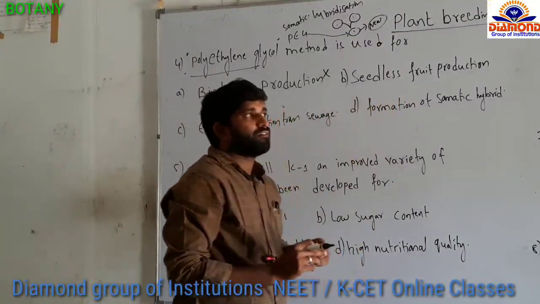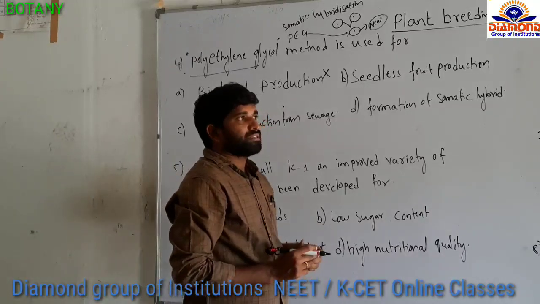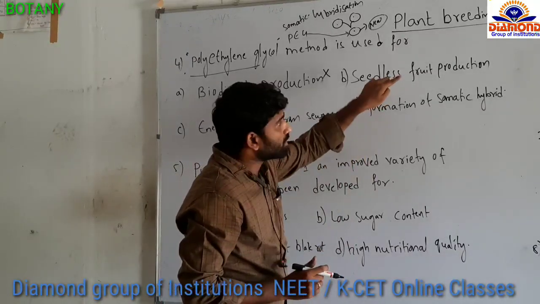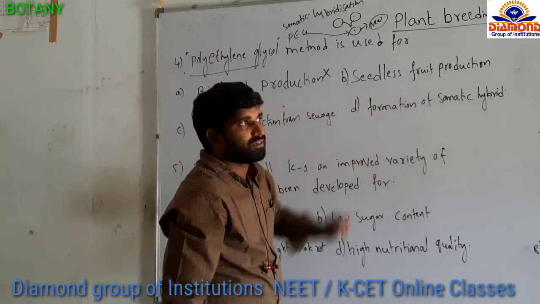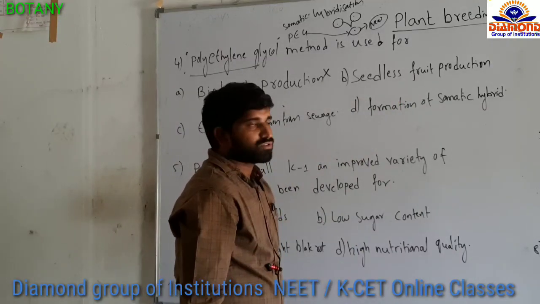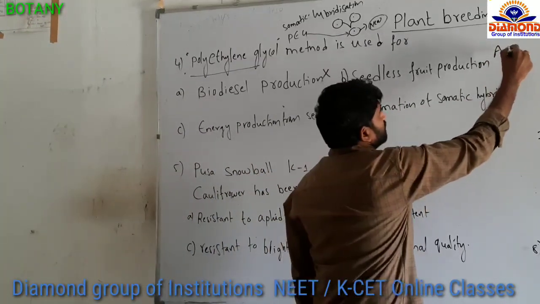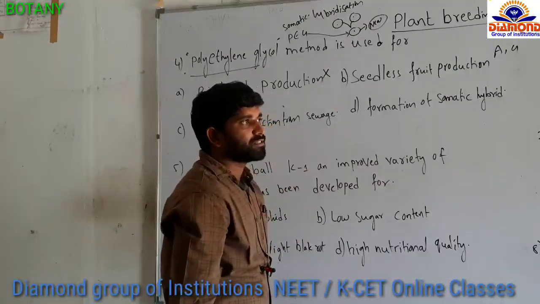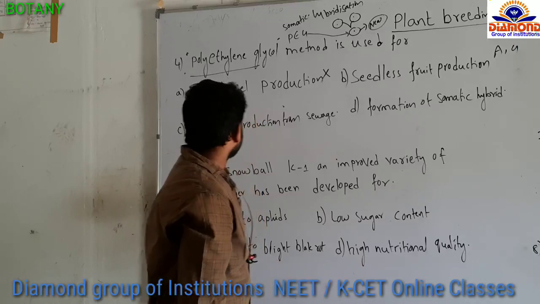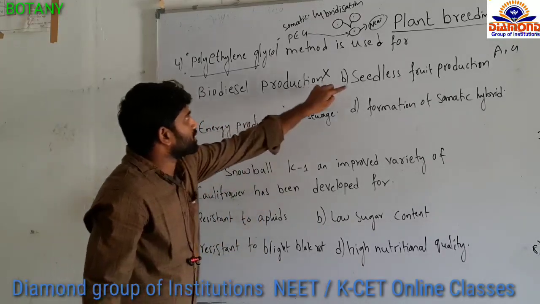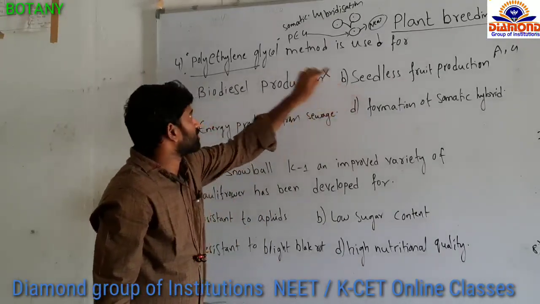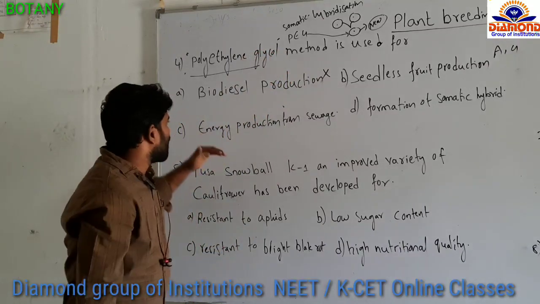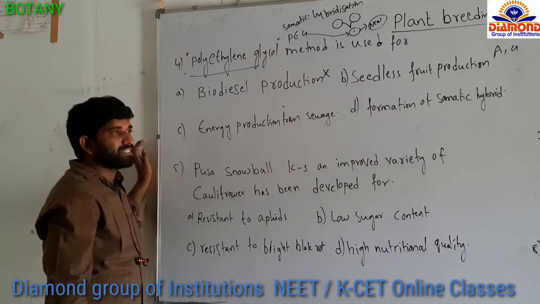Production of fruits without seeds occurs by phytohormones. Those phytohormones, auxins and gibberellins, will be used for the production of seedless fruits. So these are the seedless fruit production.